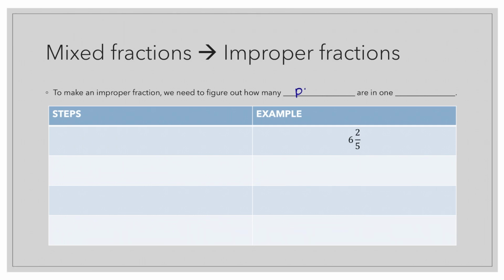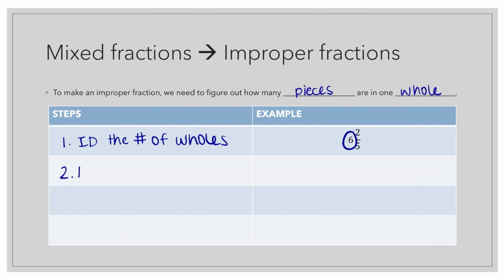Okay, so to go from mixed fractions to improper fractions, you need to figure out how many pieces are in one whole. And then you can tell that by the denominator. So first, you want to identify the number of wholes. And in this case, there are 6 wholes in 6 2/5.